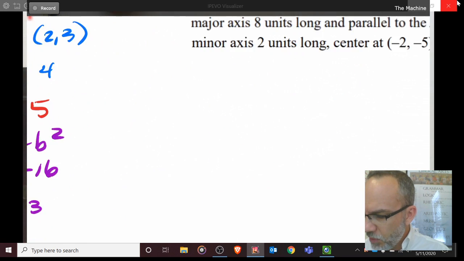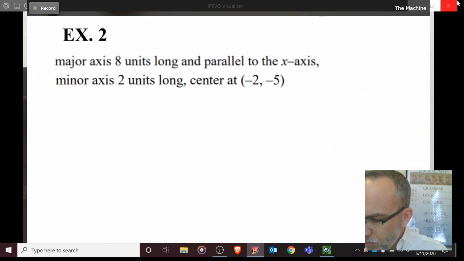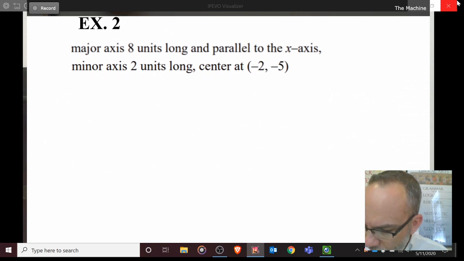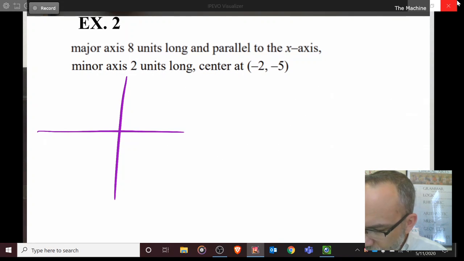All right, so let's go over here now to the next one, example number 2. This one's now just a description. Major axis 8 units long, parallel to the x-axis, minor axis 2 units long, and center at negative 2, negative 5. I'm going to draw myself a picture. So I'm going to draw just a little Cartesian grid here. And I'm going to start with the center that I know. So the center is going to be negative 2, left 2, and then down 1, 2, 3, 4, 5. There's my center. This is my h, k.